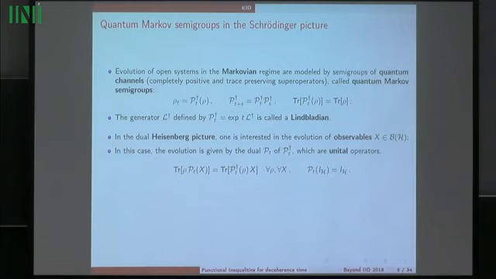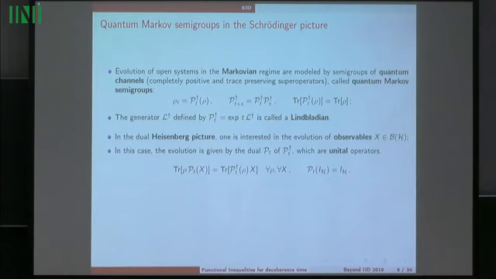I was describing the evolution of states, but we can also describe the evolution of observables. And to do that, we use duality in the Hilbert-Schmidt scalar product. So we can introduce the dual of P_t dagger, which I denote by P_t. And this time the dual is still completely positive and a semigroup, but instead of preserving the trace, it will preserve the identity operator.